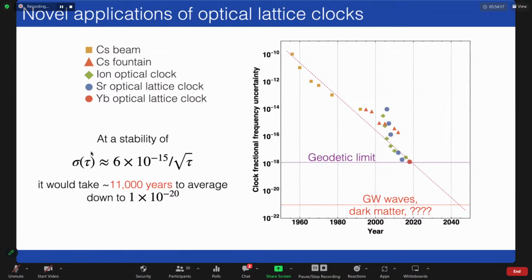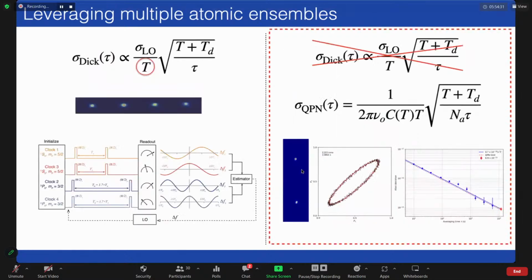Okay, so now I know I'm running out of time, and I want to quickly say that we've now improved the stability of our clock by a factor of 2. This is still not really viable. We're now trying to get to 10 to the minus 20, and that would take 11,000 years to average down, so still not looking very good.